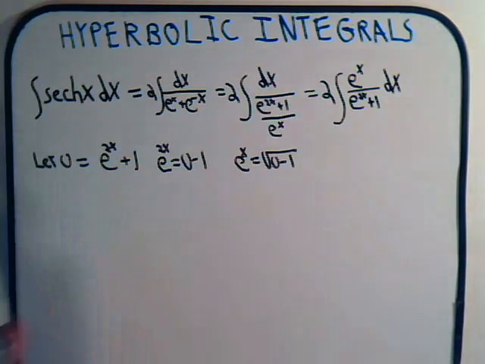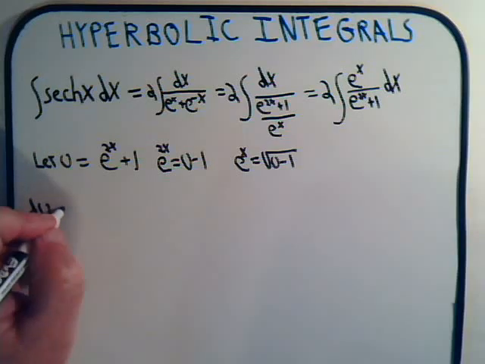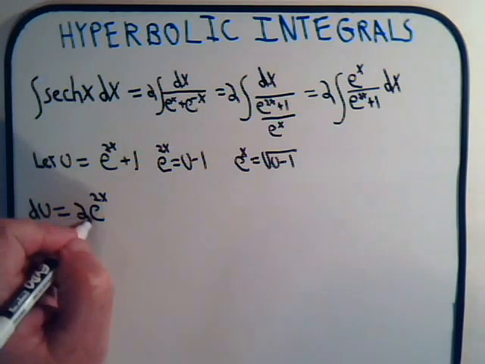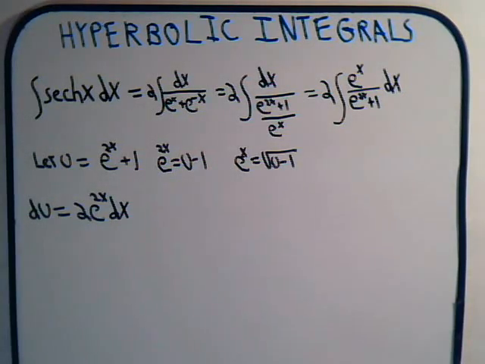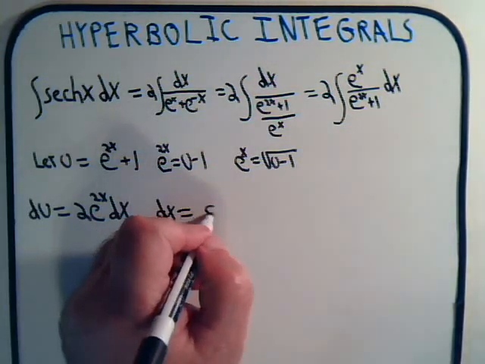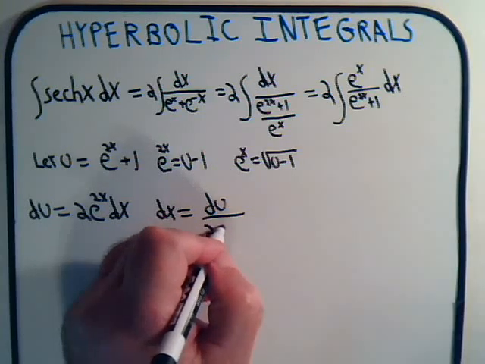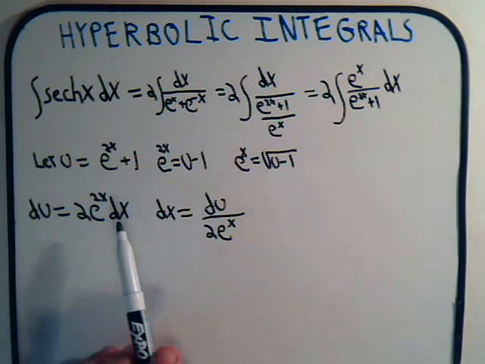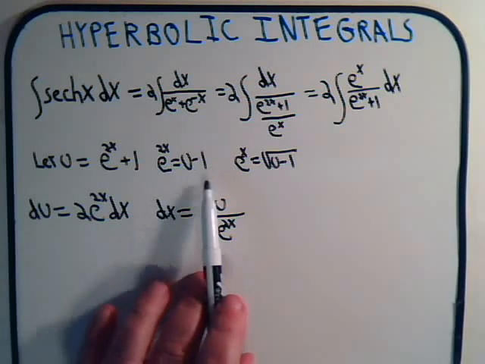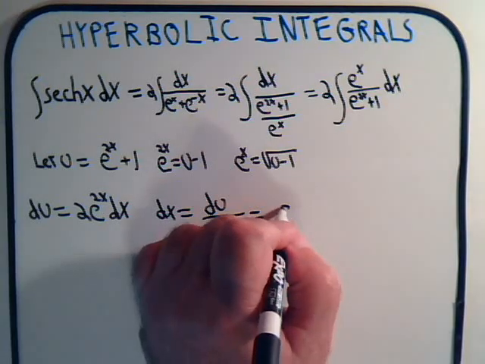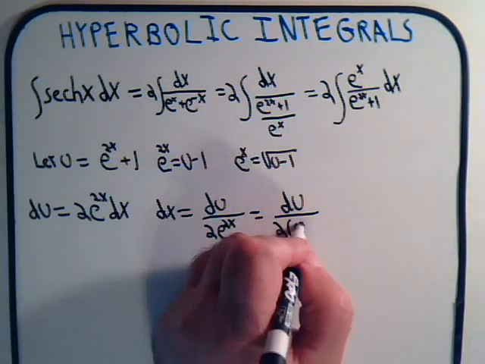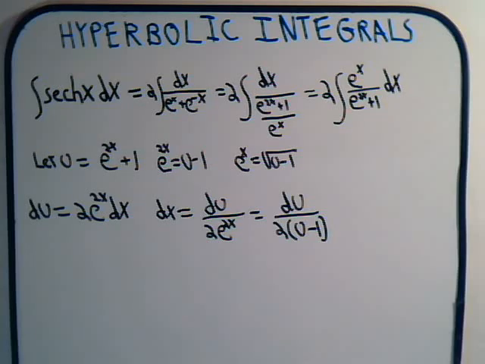Let's take our differentials then. Du will equal e to the 2x times this differential, which is 2 dx. So dx will equal du divided by 2 times e to the 2x, just dividing both sides of the equation by this, and e to the 2x is this. So dx is equal to du divided by 2 times u minus 1.